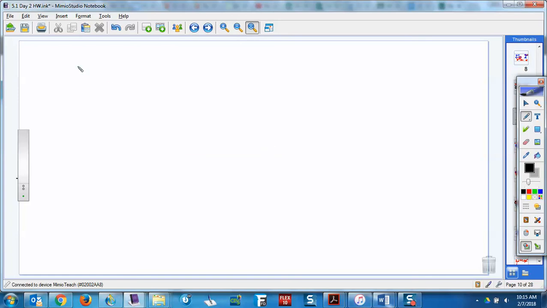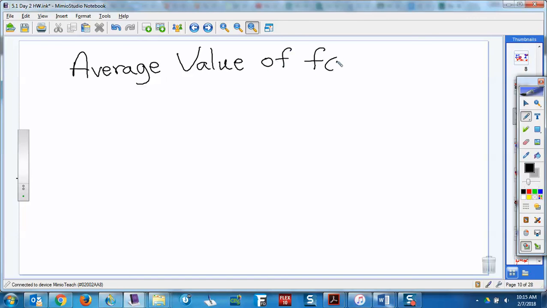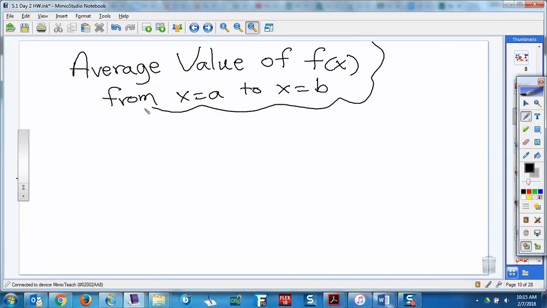All right, here's the new formula we have today. Last thing in this section, this is still in section 1: average value of a function f of x from x equals a to x equals b, okay? That's what we're talking about here. Average value of a function from x equals a to x equals b.